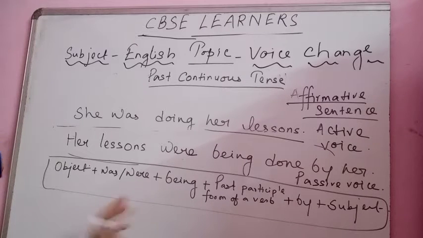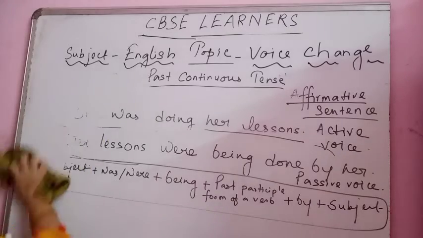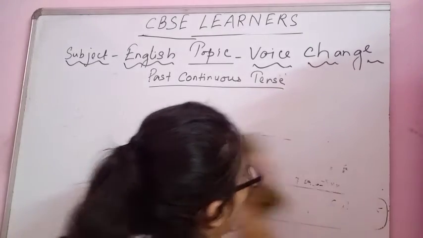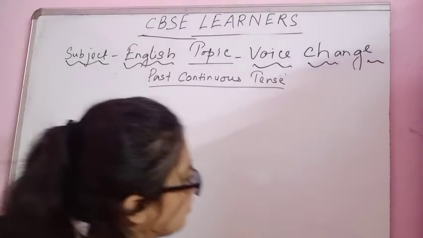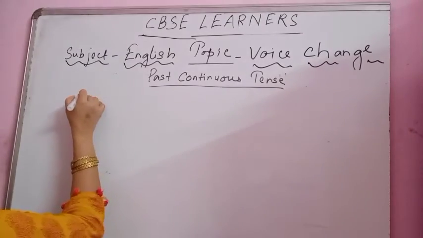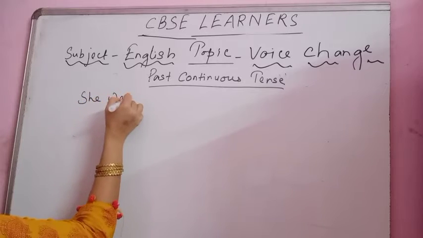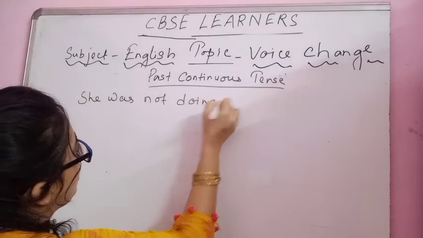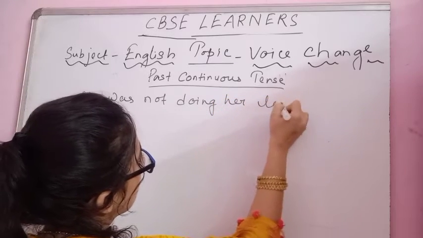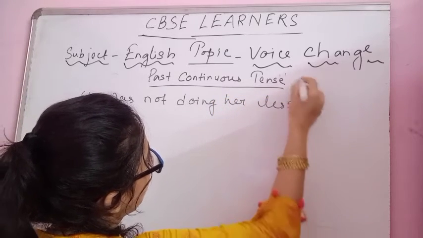Now we will be converting one negative sentence. So we will be taking this sentence only. She was not doing her lessons. So we will be saying that her lessons were not being done by her. So let's take the negative ones. She was not doing her lessons. So this is a negative sentence.